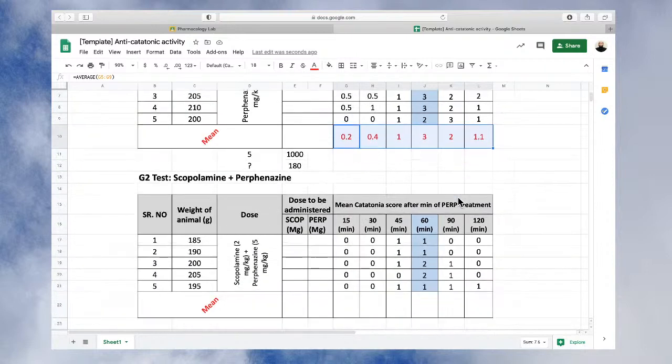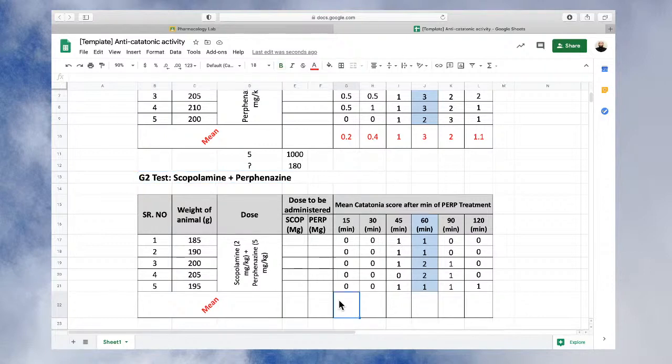Likewise, when you see the score of scopolamine and perphenazine, since you have administered the scopolamine, what does scopolamine do? It increases the level of dopamine. Since it increases the lowered level of dopamine, it reduces the symptoms of Parkinsonism. So it reduces the catatonia, that is the rigidity and akinesia, which is induced by the perphenazine.